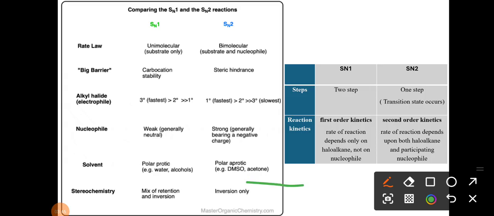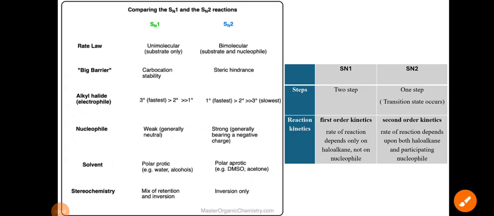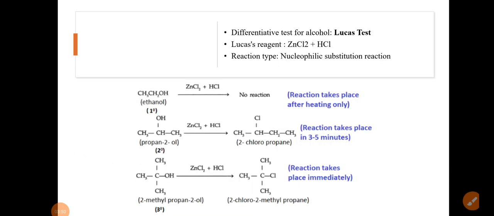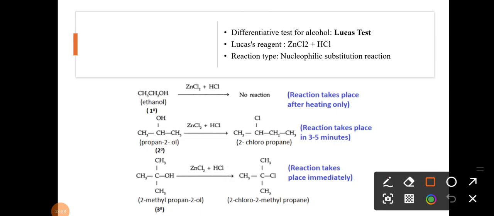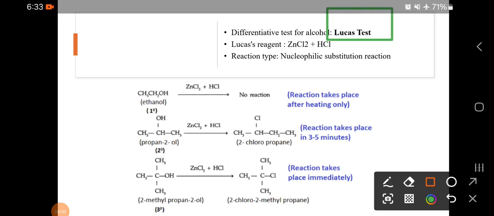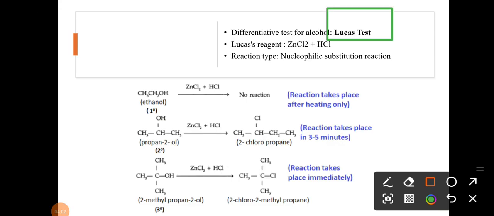Okay, the next one, the differentiating test for alcohols, right? This is also very important, that is the Lucas test. So what is the Lucas reagent? That is nothing but zinc chloride plus hydrochloric acid. And what is the reaction type? That is a nucleophilic substitution reaction.